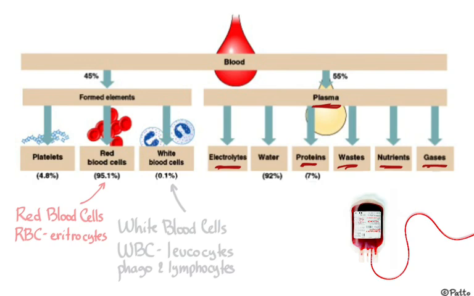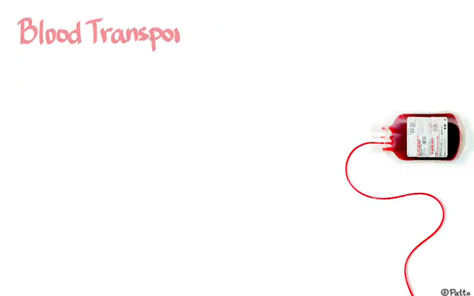And of course, we have gases going around. Gases get dissolved in the plasma as well as dissolved in the red blood cells. Oxygen mainly goes in the red blood cell and carbon dioxide goes into the plasma. Okay, so let's take a look at them one by one.